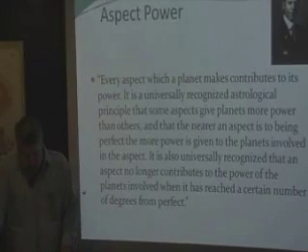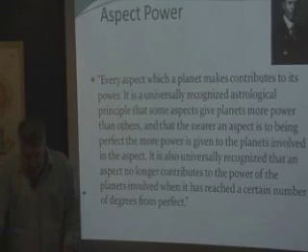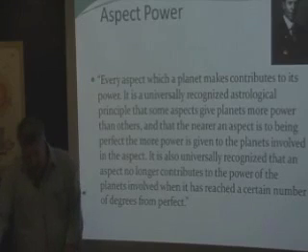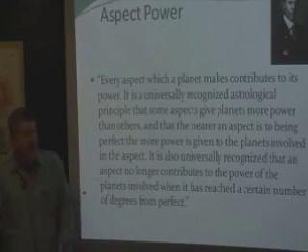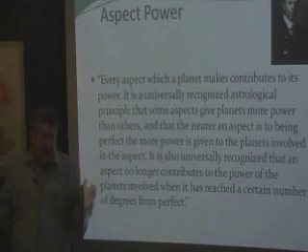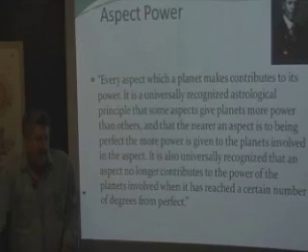Every aspect which a planet makes contributes to its power. It is a universally recognized astrological principle that some aspects give planets more power than others, and that the nearer an aspect is to being perfect, the more power is given to the planets involved in the aspect. It is also universally recognized that an aspect no longer contributes to the power of the planets involved when it has reached a certain number of degrees from perfect. What we call that window of opportunity is the orb of aspect.